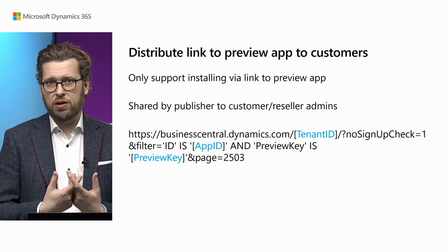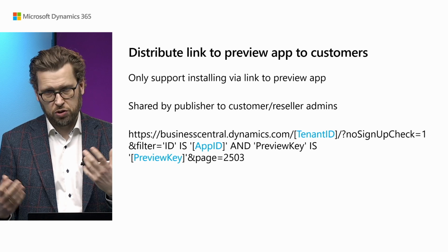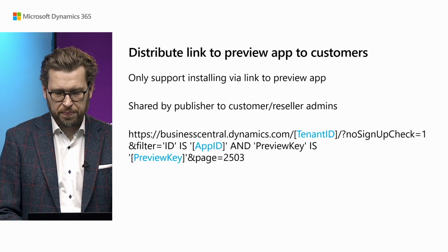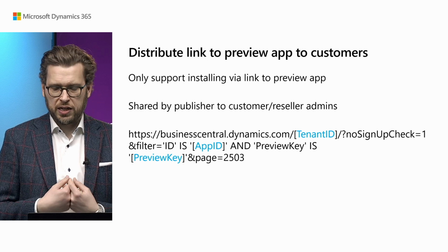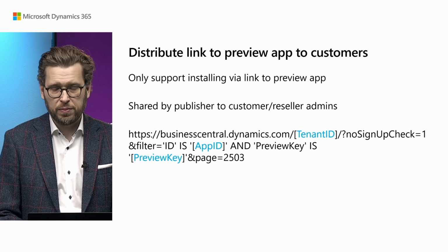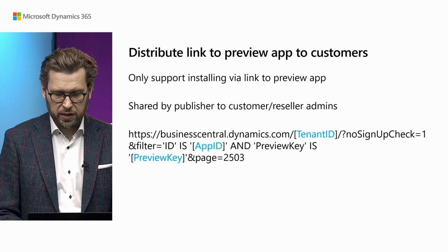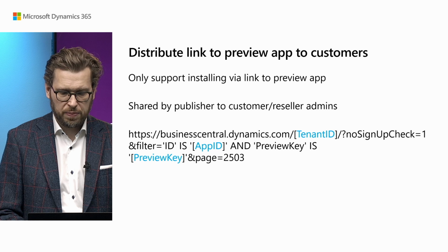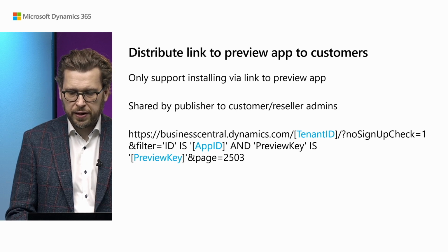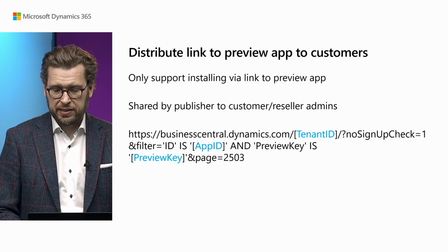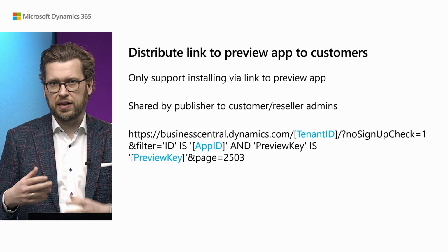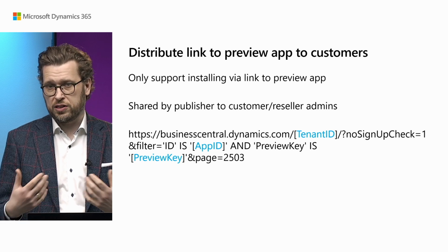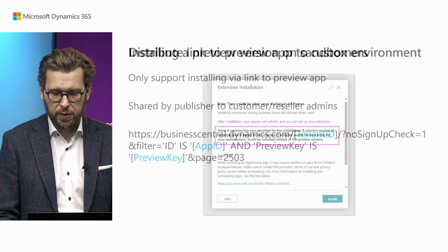Now, to allow customers or admins to install your preview version, you then need to share a link with them. And that link needs to contain the tenant ID for the customer environment, the app ID, and then the preview key. You can see an example here, where I highlighted the three parameters I just mentioned. Note that you can only install via this link today. There is actually a link in Partner Center, but you cannot use that to install at this point. And you also cannot log into AppSource Marketplace and install a preview version, not until it becomes public.